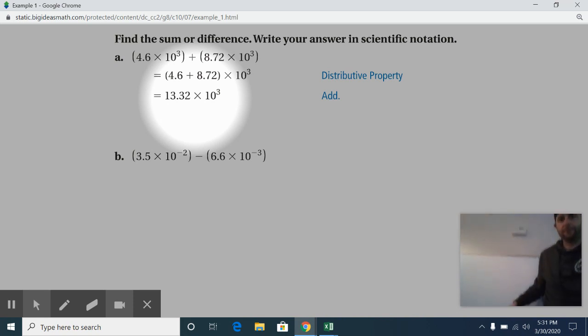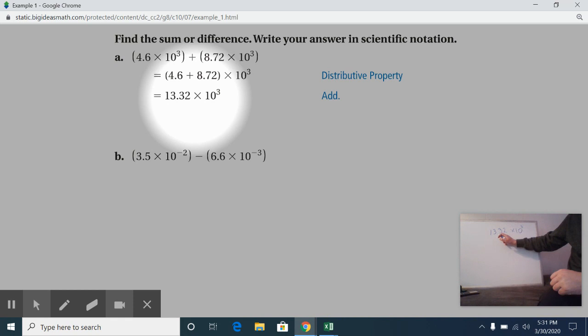So back here, I'm going to show you this quick. I ended up with 13.32 times 10 to the third power. And again, my problem here is this number is greater than 10. Okay, so how do I manipulate this number so that it's not greater than 10? I'm going to move my decimal 1 unit to the left. Okay, so I'm going to bring down my new answer. It's going to be 1.332. So a number that's greater than 1 but less than 10.